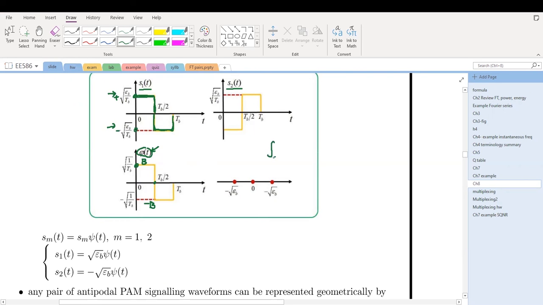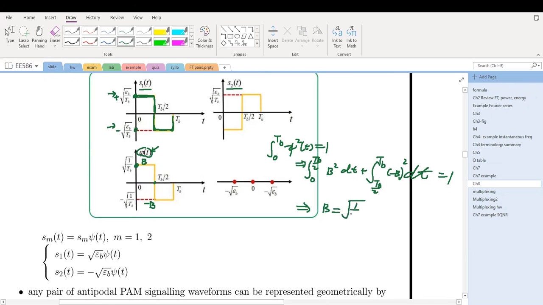So we're going to have the energy: the integral from 0 to TB of psi squared t dt equals 1. And what is this? From 0 to half TB, the magnitude is b squared dt, plus from half TB to TB, the magnitude is minus b squared dt. And this should equal 1. And we can solve for b. b is equal to square root of 1 over TB, and we have minus square root of 1 over TB here.